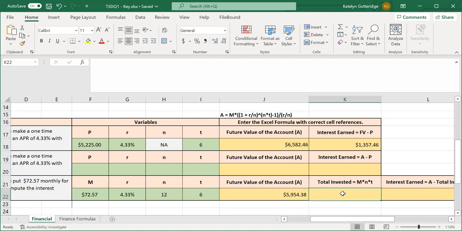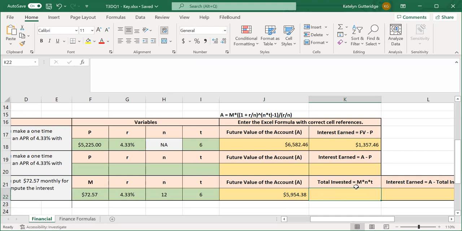All right, so once we have the future value of the account, we also need to find the interest. Before we can find the interest, we need to figure out how much we invested. So right now, what we know is we know what we put in monthly, we know how long we put this in, we know the interest rate, we know how much we have in the account at the end of the 6 years. So we need to figure out how much did we actually pay into that account.